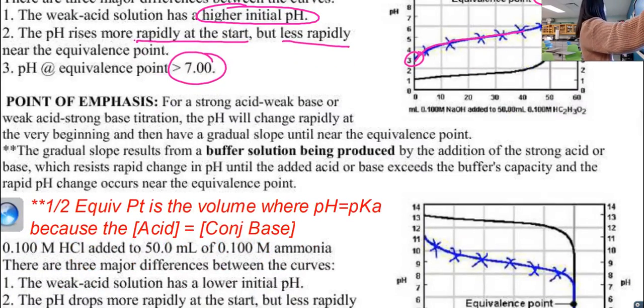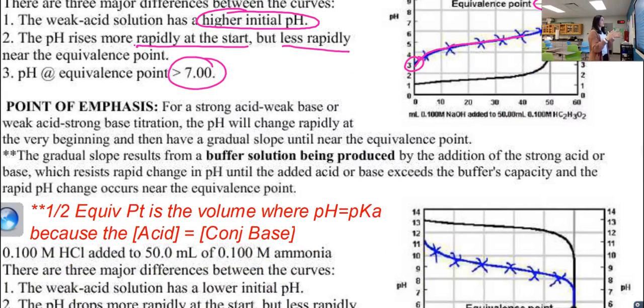So we've got a couple points of emphasis. It says for a strong acid, weak base, or the other way around, the pH is going to change rapidly at the beginning, and then it's going to have a gradual slope until you near the equivalence point. The gradual slope results from a buffer solution that's being produced. So since we are making a buffer solution, why? Why is a buffer solution produced? Well, it's not there in the beginning, but we remember that a buffer is simply a weak acid and its salt, or a weak base and its salt, or its conjugate. So as soon as they start reacting, the weak acid is going to create a buffer once it has its salt in there, or the weak base with its salt, okay?